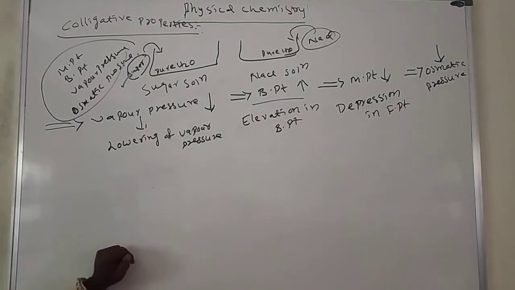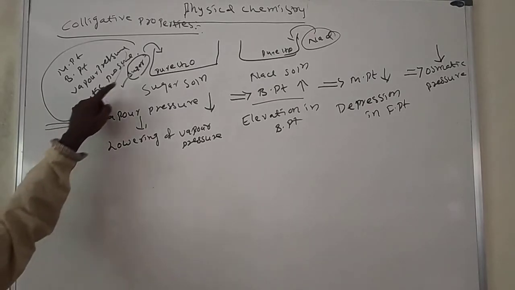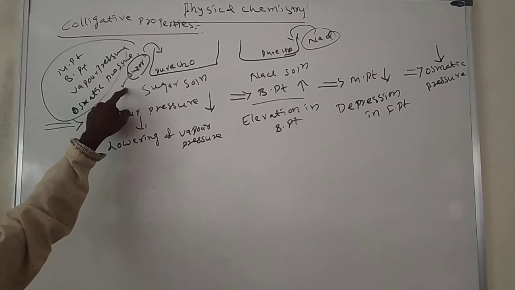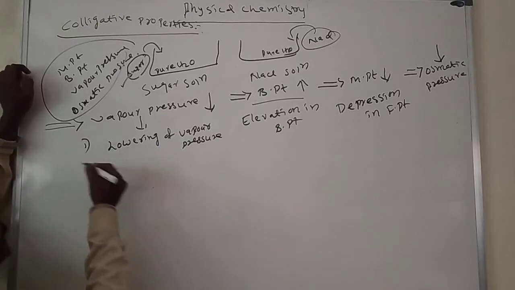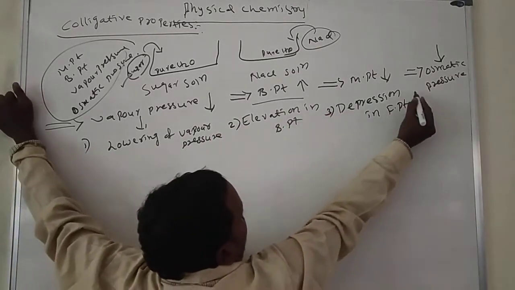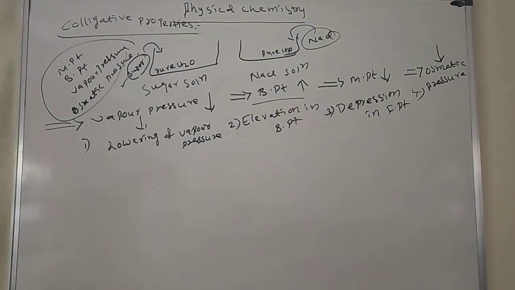All these properties exhibit or depend on the amount of this solute and show colligative properties. These are all called colligative properties. How many colligative properties are there? Here we have the 4 important colligative properties. One is lowering of vapor pressure. Second, elevation in boiling point. Third, depression in freezing point. Fourth, osmotic pressure.